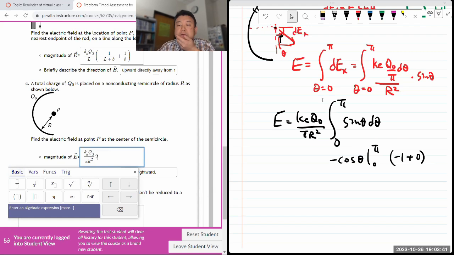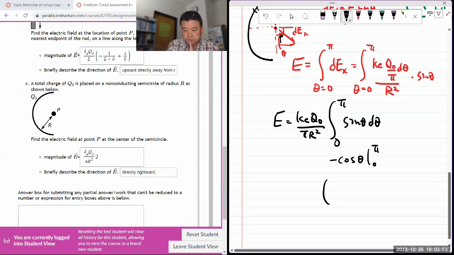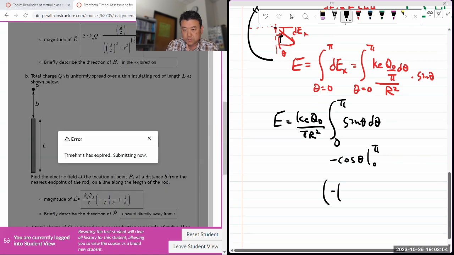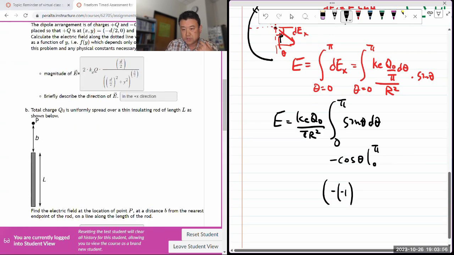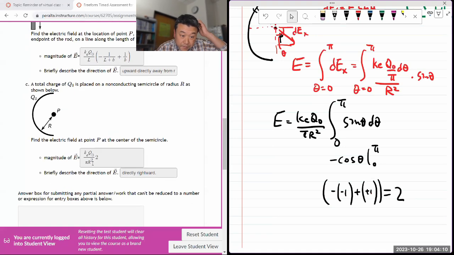Did I miss something? Pi, that's actually minus 1, so I was plugging the limit wrong. So minus cosine of pi is minus 1, and then minus that, so plus, and then cosine of 0 is plus 1. So yeah, they add up to be 2. So I think I put in the correct answer there, unless I missed a factor somehow.